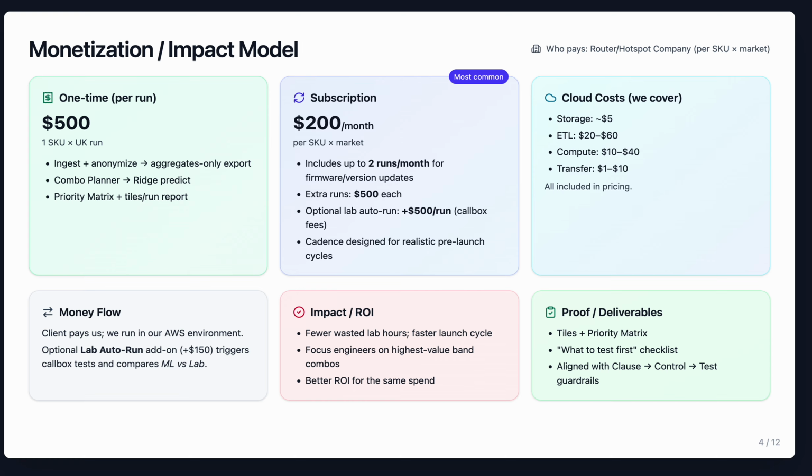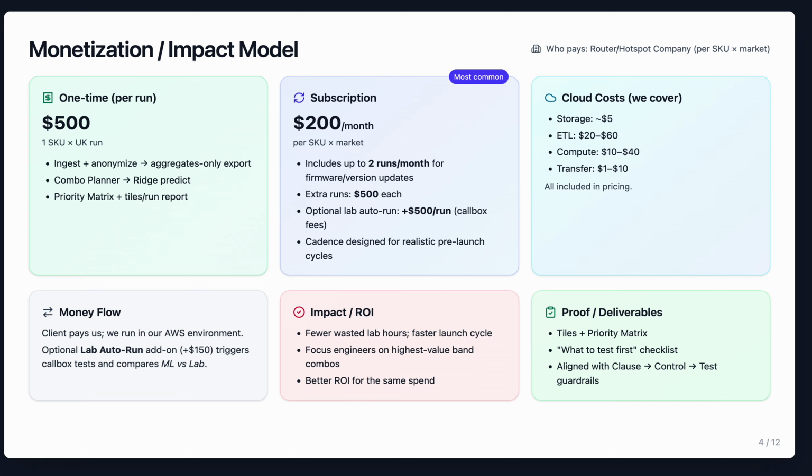Okay, the monetization model. This is designed to be sellable. We charge the buyers, the hotspot router companies, $500 for a one-time run for one SKU in the UK. For the subscription model, we have $200 per month per SKU in the market, which covers up to 2 runs per month for firmware version updates. We can give an extra run for $500 each, and an optional lab auto run at $500 per run.